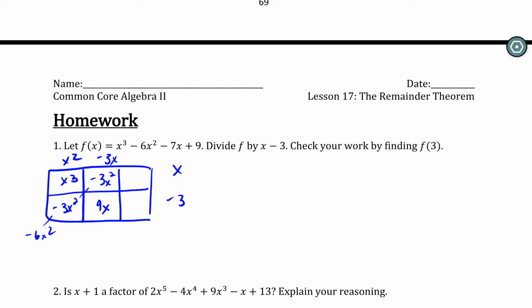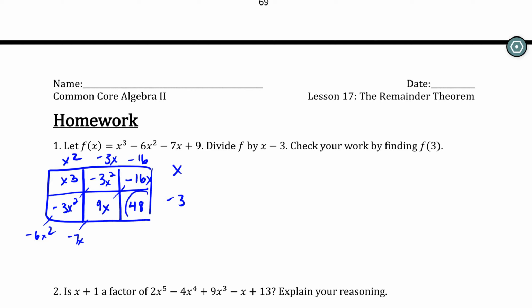Well, I want negative 7x. So what do I have to add to 9 to make negative 7? Well, since I have to work backwards, I have to subtract. So I know this is obviously going to be a negative number. And if I do, what's that going to be? 16x. So that's negative 16, and this becomes 48. Now, the tabular method can be a little bit confusing for what the remainder is going to be.